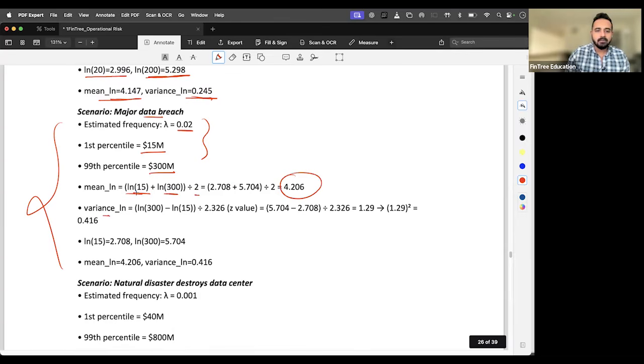So take the difference of the 99th percentile and 1 percentile, divide that with the appropriate Z value. Remember, for 99%, the one tail Z value is 2.33, right? Again, you're not responsible for this calculation, but get a sense of what's happening here.